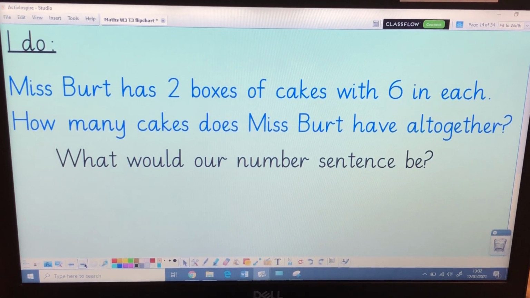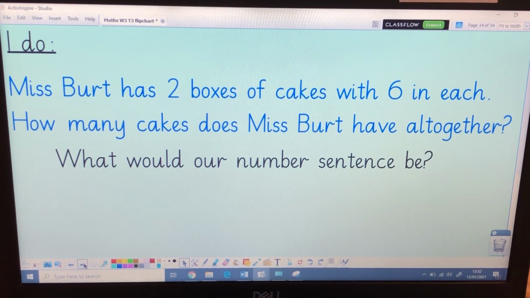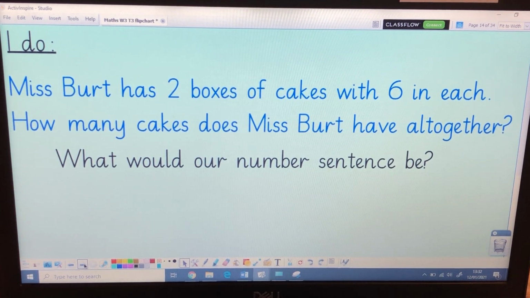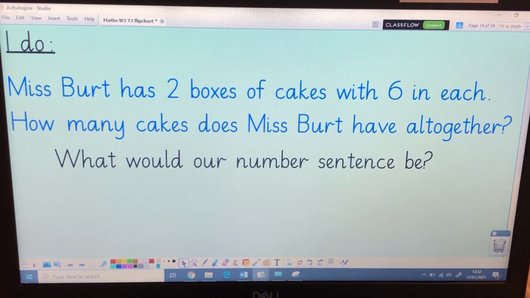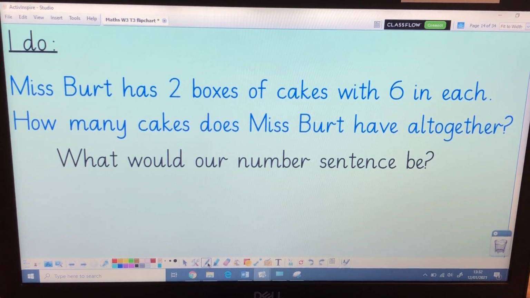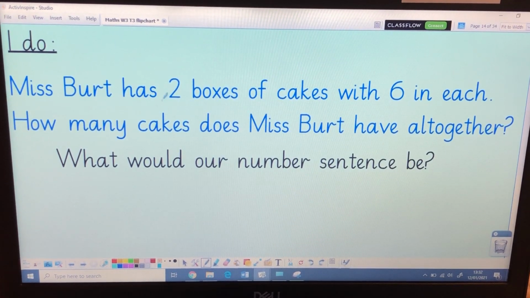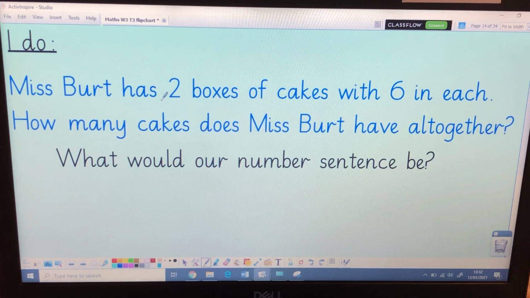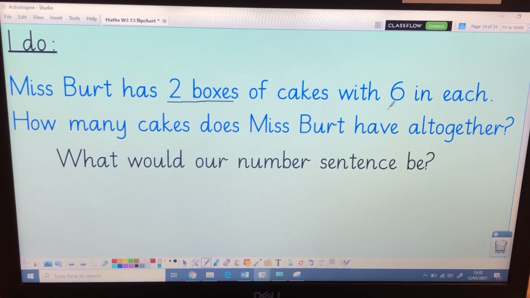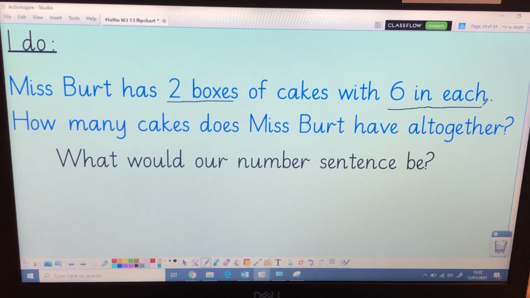So here is a word problem. It says, Miss Bert has 2 boxes of cakes with 6 in each. How many cakes does Miss Bert have all together? Now the first thing that I need to do is underline the important information because this is going to help me to remember what numbers I need to use and what I need to do with those numbers.